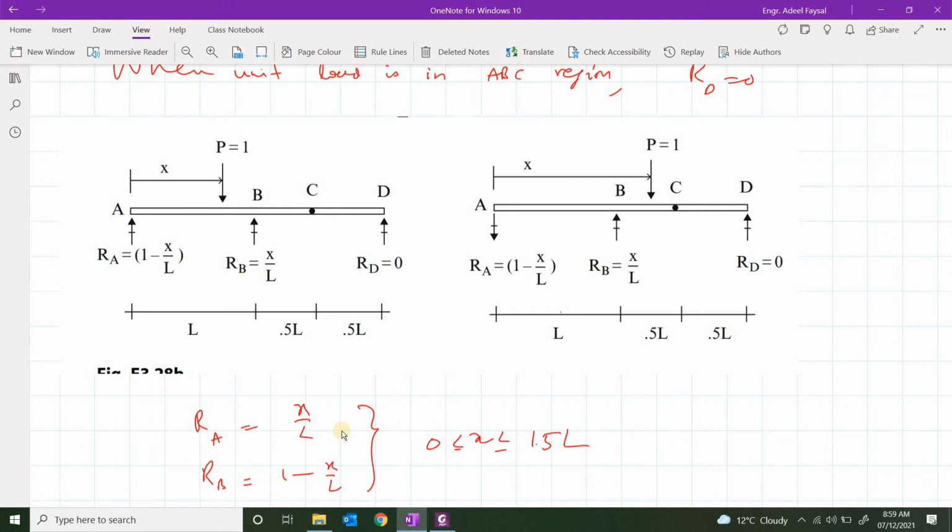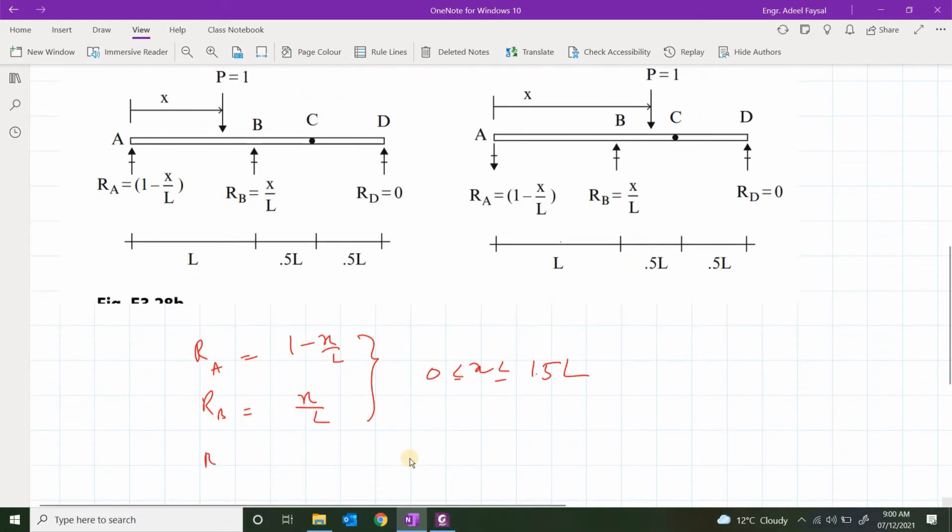Okay, fine, you're right. RA would be 1 minus x over L, and this would be x over L. Agree. Now it's fine. And RD would be 0. You can see RD would be 0.